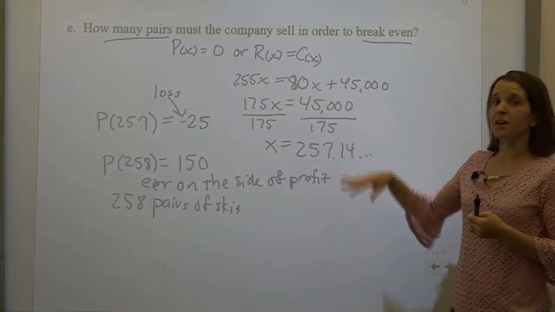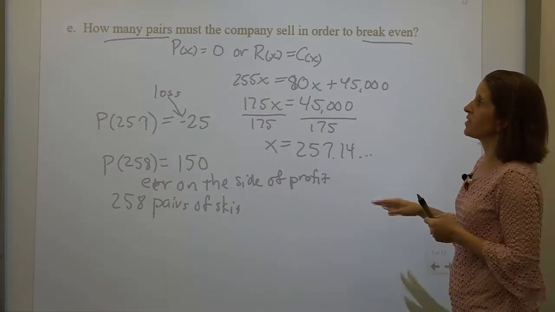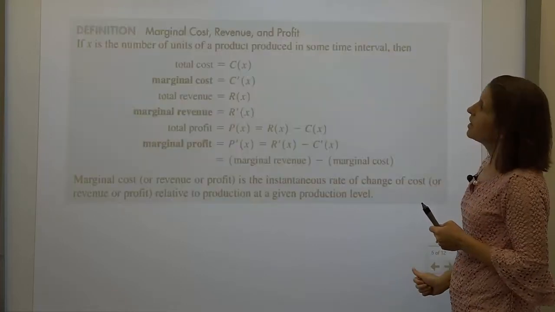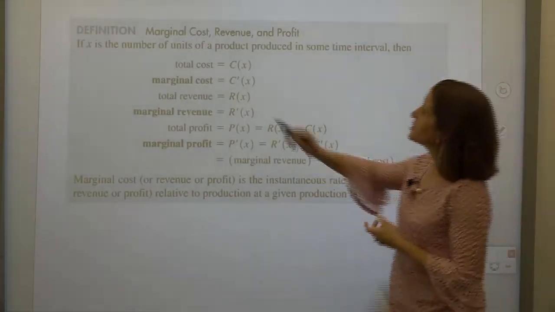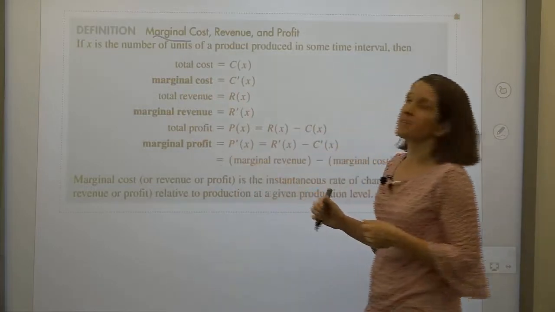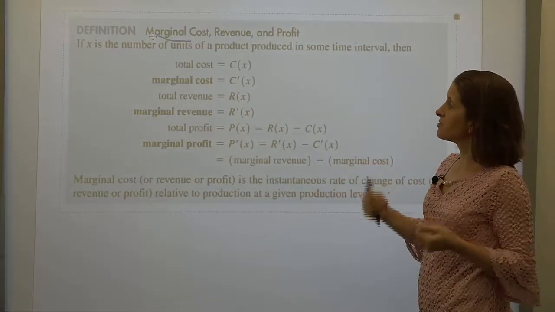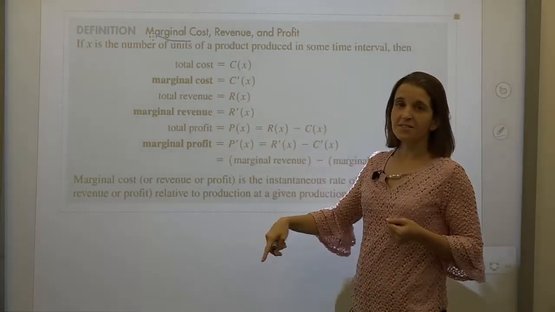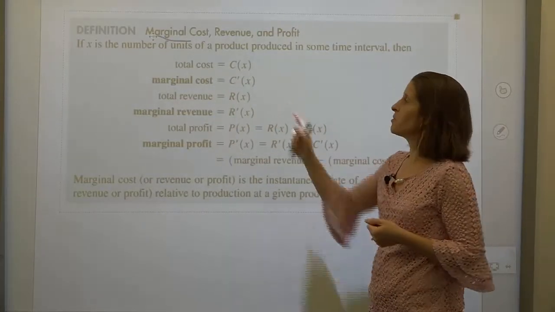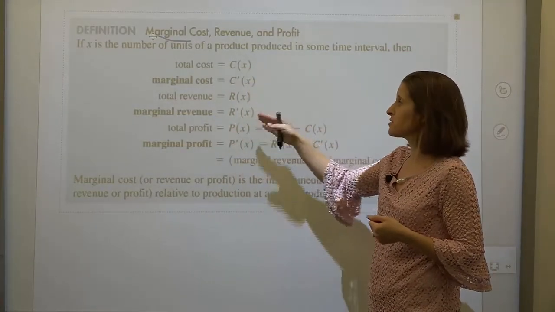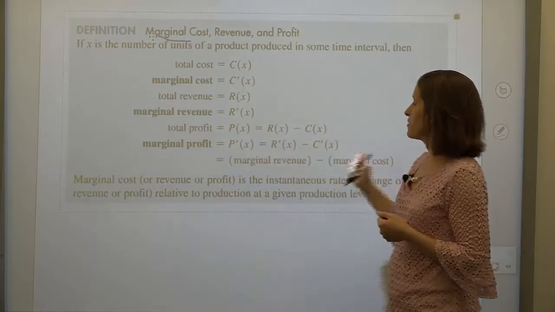So remember, there was no calculus here whatsoever. It was just practice with the basic business functions. Now we're getting into the calculus. So marginal. We've got three functions floating around. We have cost, revenue, and profit. And for all of them, marginal means the derivative. So marginal cost is the derivative of cost, marginal revenue, the derivative of revenue, and marginal profit, the derivative of profit.